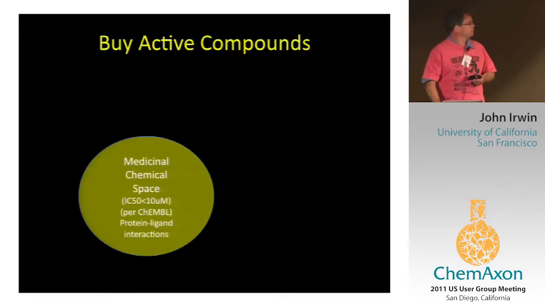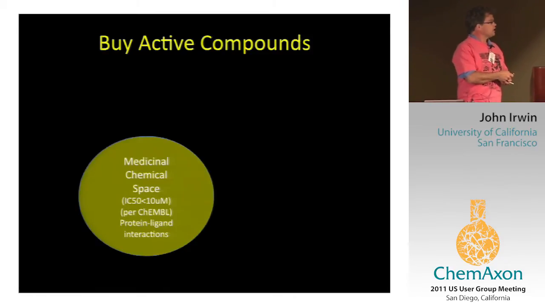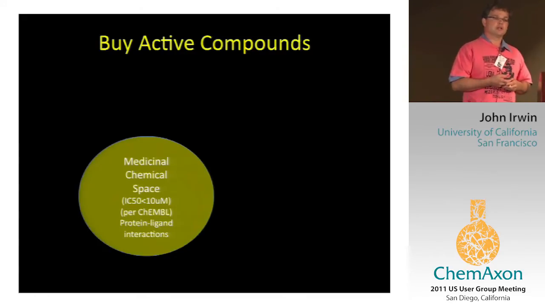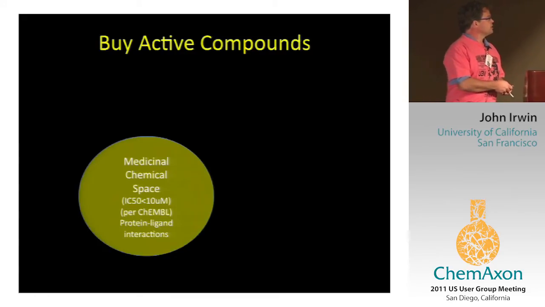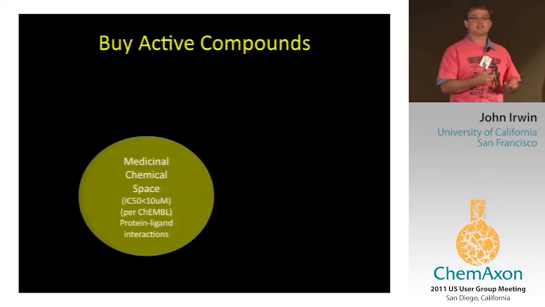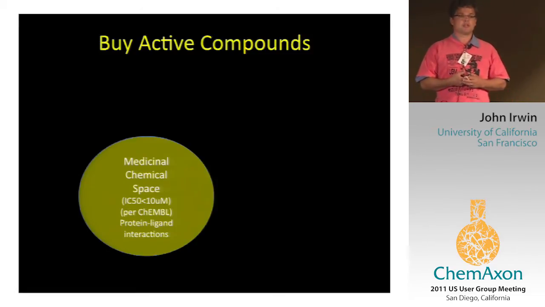And recently, we've been really fortunate that the EBI in Hinxton, in Europe, has made this database called ChEMBL available. And this is really going towards complete coverage of the medicinal chemistry literature. And so if you cut at some level, like 10 micromolar, for instance, then you can imagine that this as being a proxy for medicinal chemistry space.